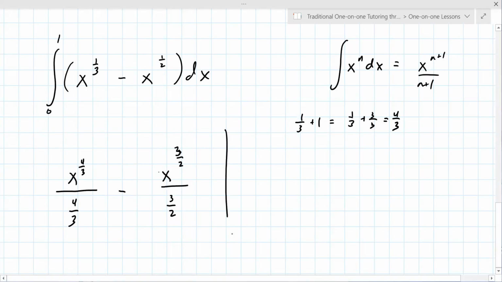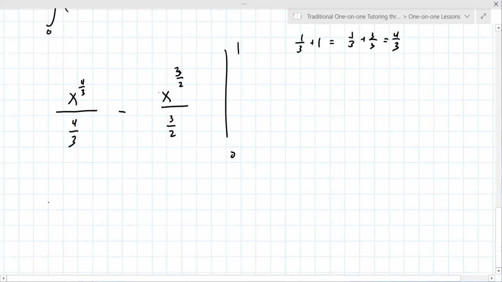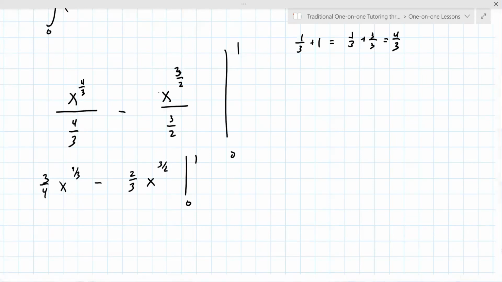So I would flip the bottom one first before you go much further here. I would make this 3/4 x to the 4/3 minus 2/3 x to the 3/2, just because it'll be easier than trying to deal with it later. You just multiplied by the reciprocal. Yeah. 4, 6.